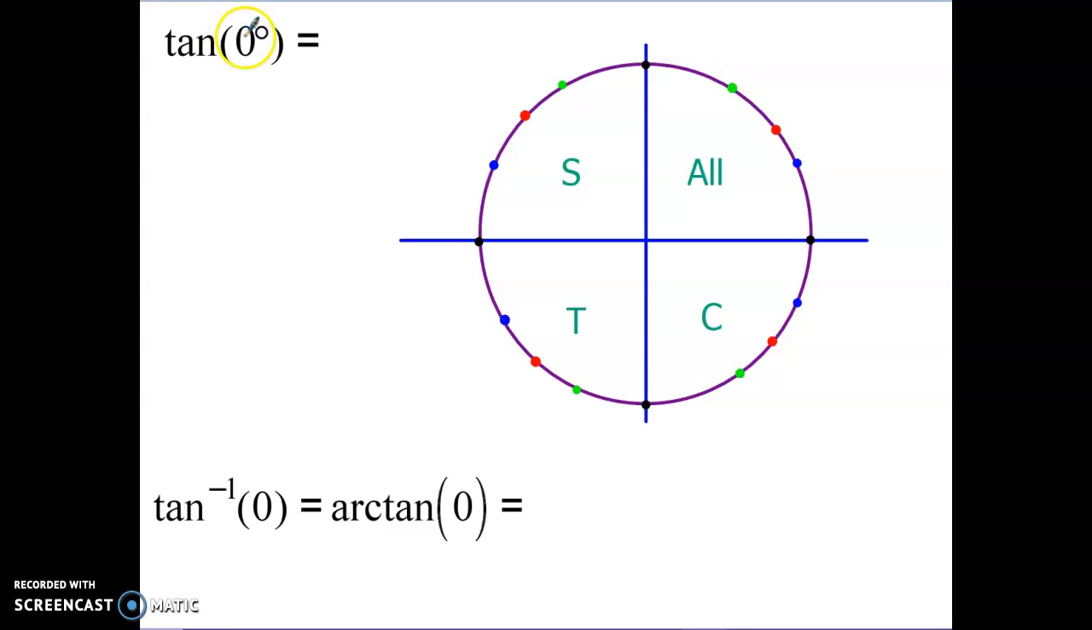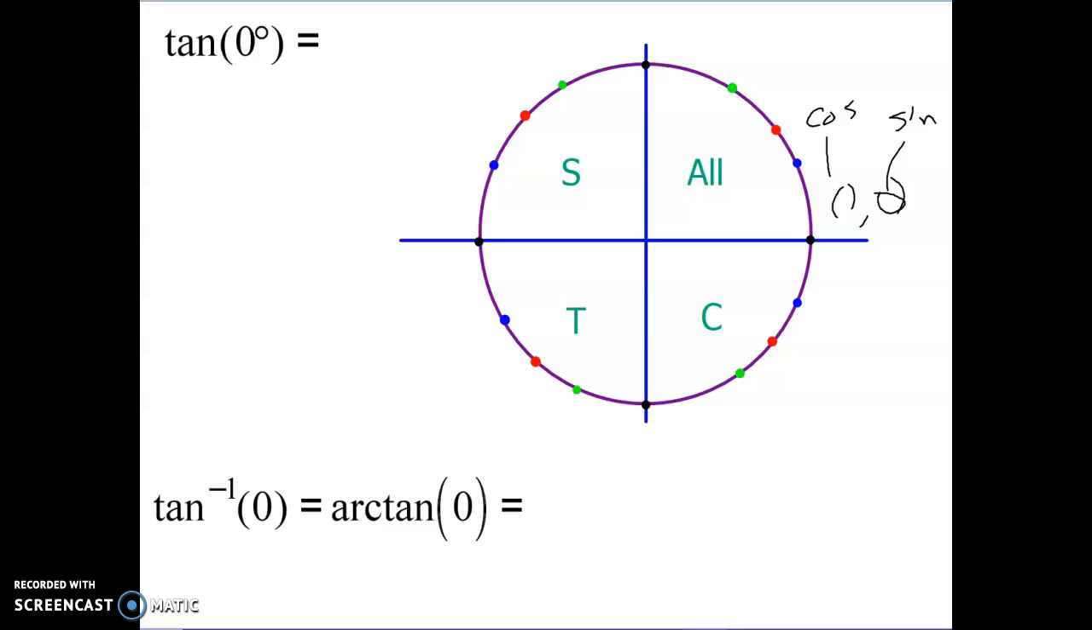All right, so I've got tangent of 0 degrees. Remember these were a little bit different. Instead of the triangles, we had to look at the coordinates of the point. So here's 0 degrees right here. The coordinates of that point: the x value is 1 and the y value is 0. You remember that the x value goes with cosine and the y value goes with sine. And for tangent, the ratio is opposite over adjacent.